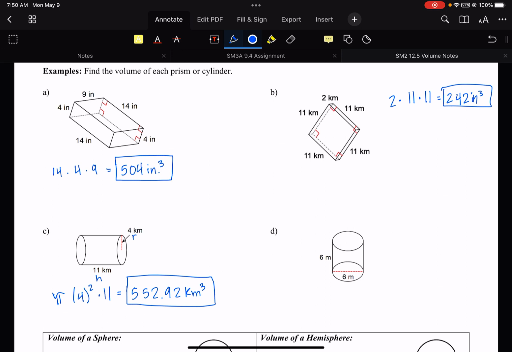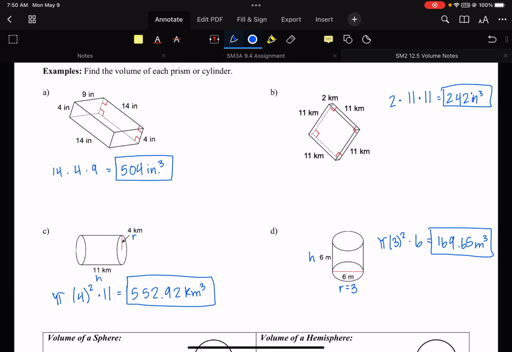Okay, let's do another one. So in D, notice that the height is 6. Here I've given you the diameter. So the diameter is also 6, but I need the radius. Radius would be half the diameter, so the radius is going to equal 3. So my formula is going to be pi times 3 squared times 6. We have a calculator out. Pi times 3 squared times 6. You get 169.65 cubic meters.